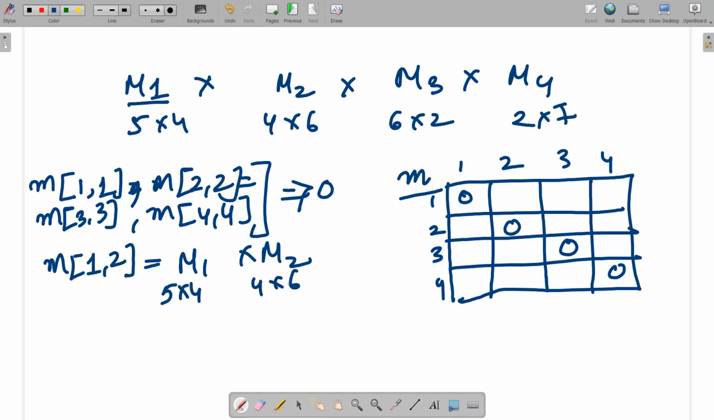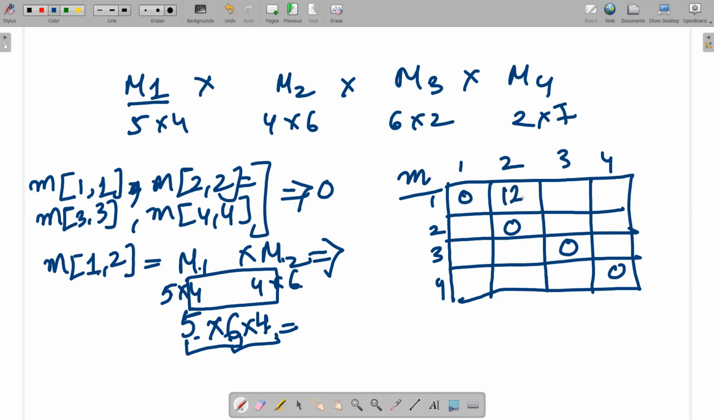This is definitely multipliable. So what will be the entire cost of multiplication? The common feature is 4 over here. The combined answer would be 5 cross 6. That will be the combined answer of M1 when it is multiplied with M2. And we cannot ignore 4 because 4 is also a common feature over here. So the cost of multiplying M1 with M2 would be 5 cross 6, 30, 30 into 4. The answer is 120.